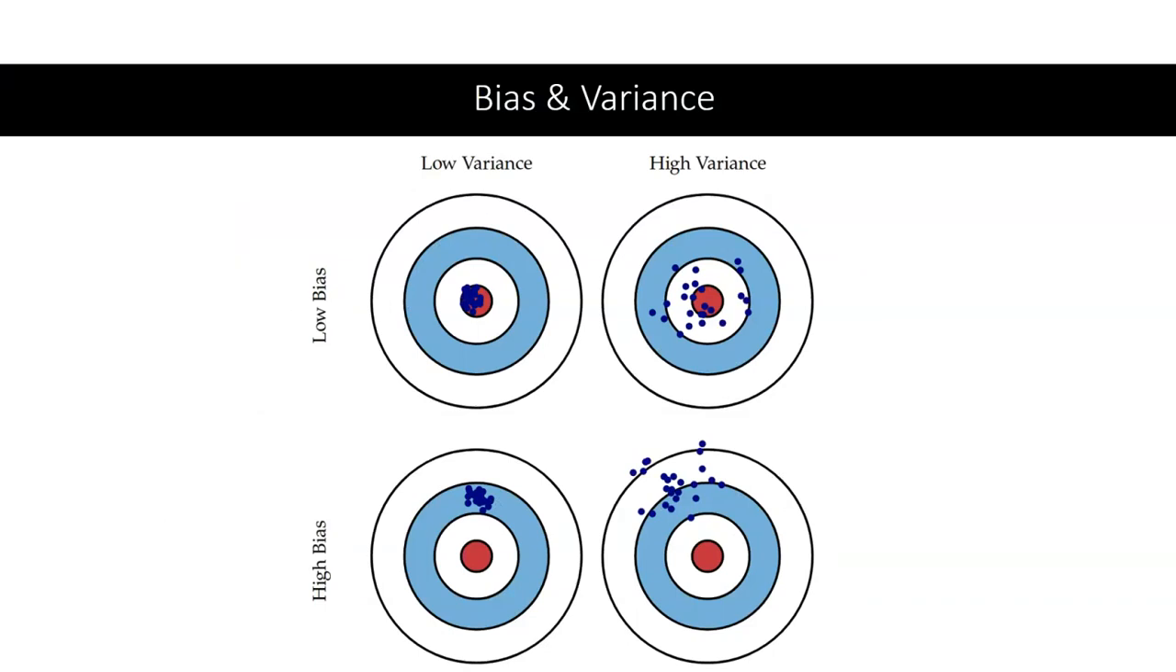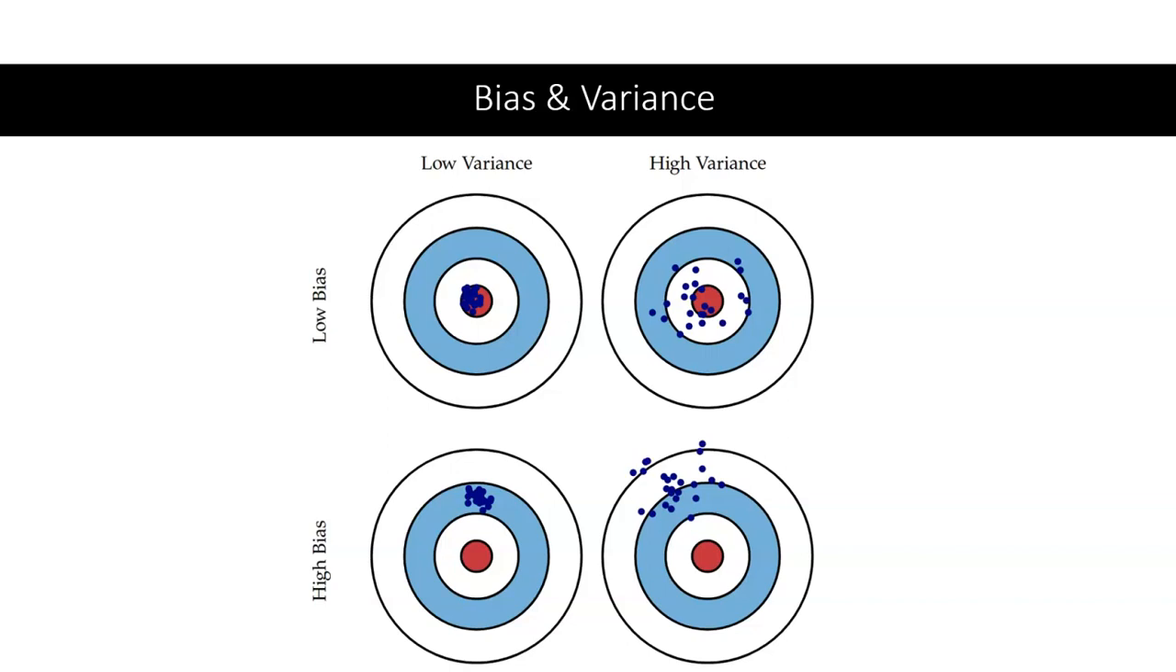Bias and variance. Some algorithms are biased towards the data, and we need to see where the bias is and where the variance is. Some have low bias and low variance. The first example is low bias and low variance, while in the other one the bias is low but the variance is high. There is more distance between the points.